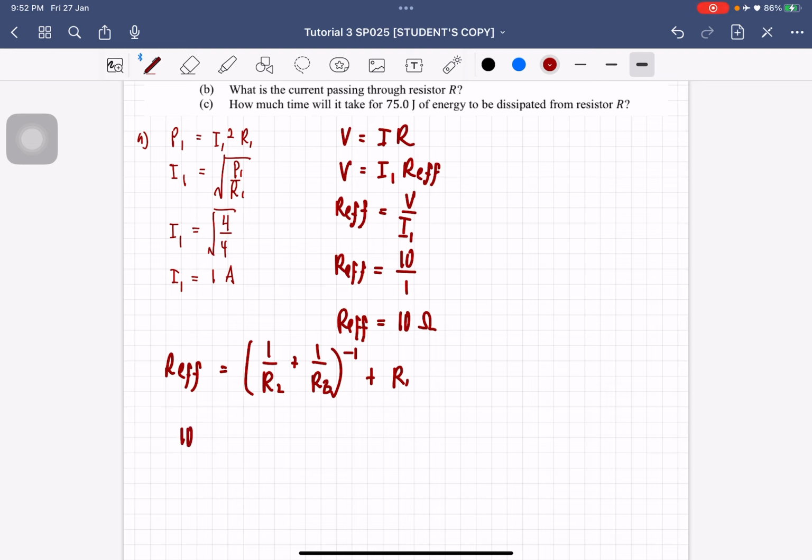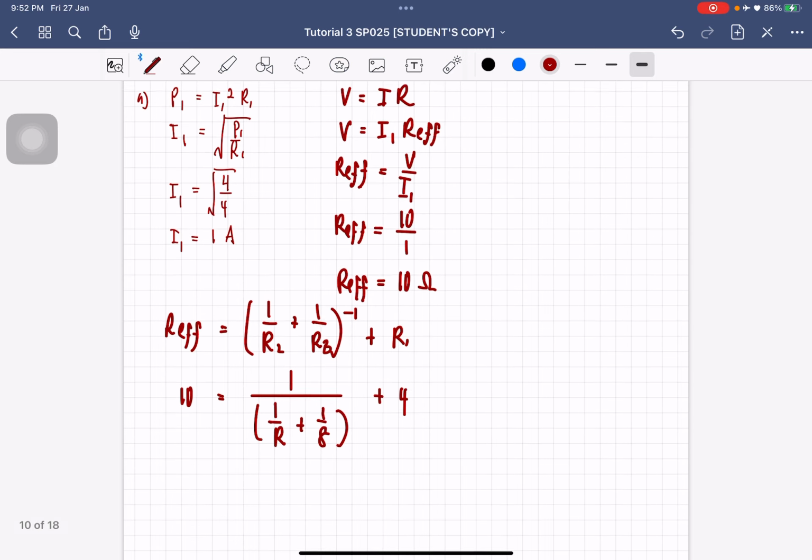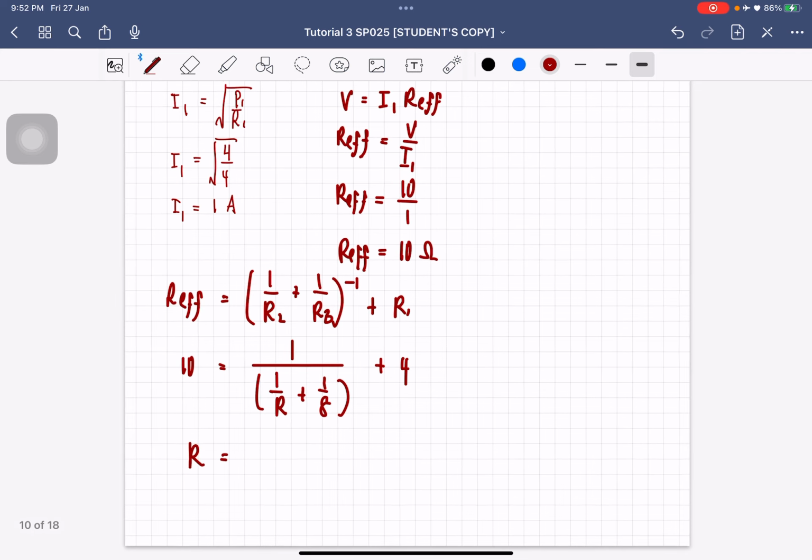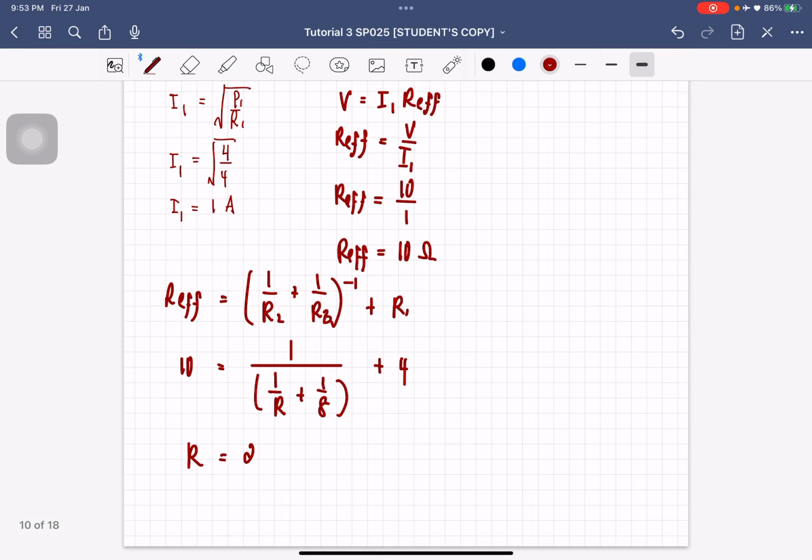So this is 10, this is 1 over, oh, I can't do it that way. I have to write it like this: 1 over R plus 1 over 8, plus 4. You rearrange it yourself. You should get the resistor to be equal to 24 ohm. So now we have the value of R, which is 24 ohm.